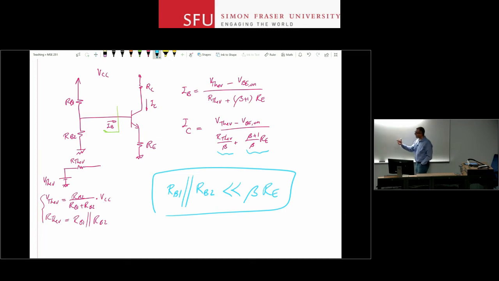So if your RE is, let's say, 1 kilo ohm, you want to make sure that with a beta of 100, RB1 in parallel with RB2 is much less than 100 kilo ohm. So let's say you choose 10 kilo ohm for RB1 and 25 kilo ohm for RB2 to meet that condition. With that condition met, your sensitivity to beta is small, and because you're adding VBE to a voltage that is usually much larger than the few millivolts of change that you may have, the changes in VBE are not going to affect your IC that much. So the sensitivity to, for example, temperature changes is also reduced.